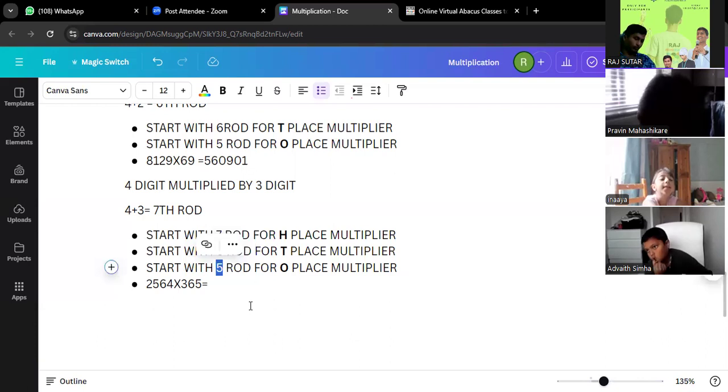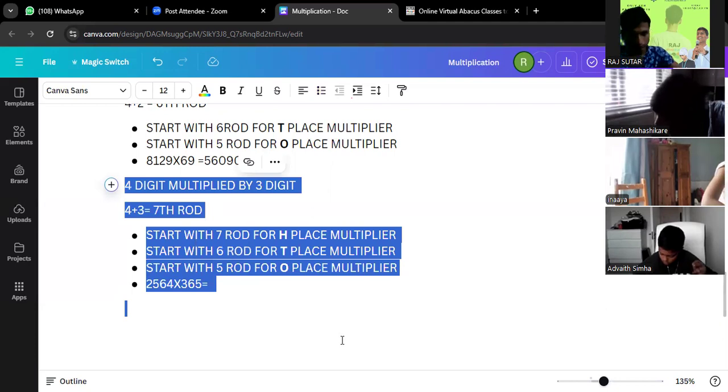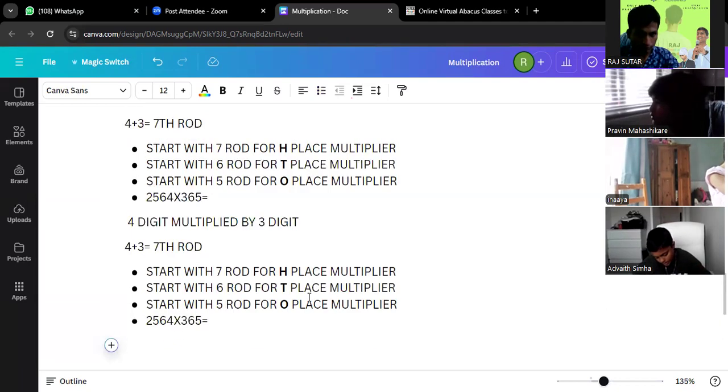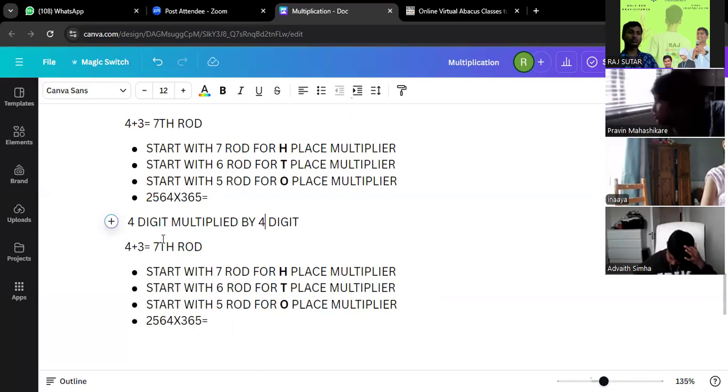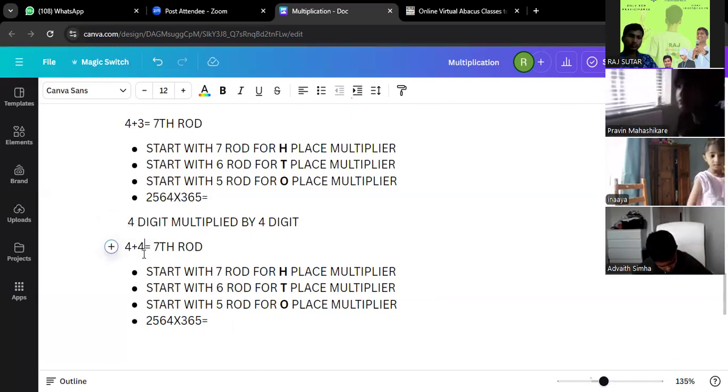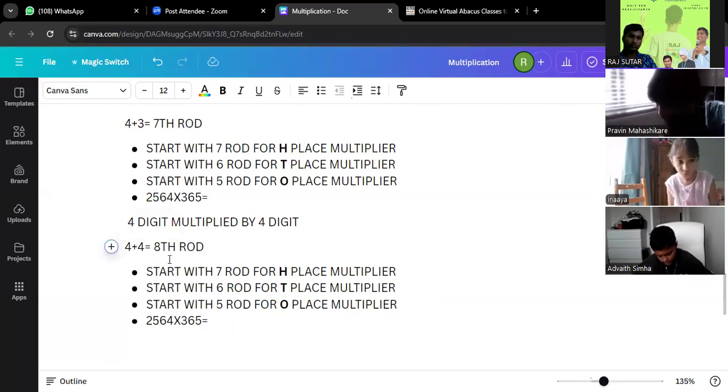You also try 4 digit multiplied by 3 digit, Inaya. Have you got the concept, Inaya, of where to write which answer? Pranil, have you got it? What to do in 4 digit multiplied by 2 digit? What answer did you send in the chat box, Pranil?